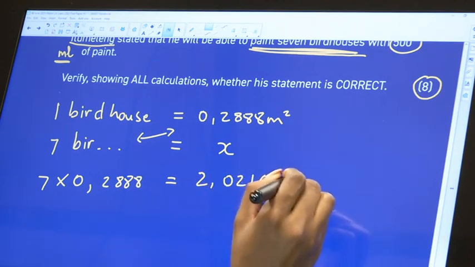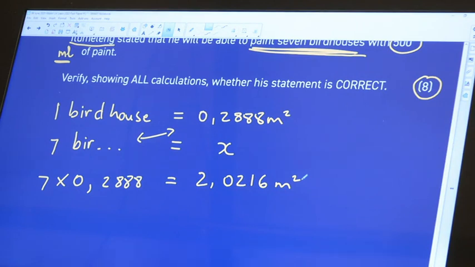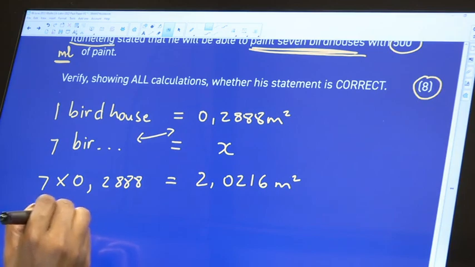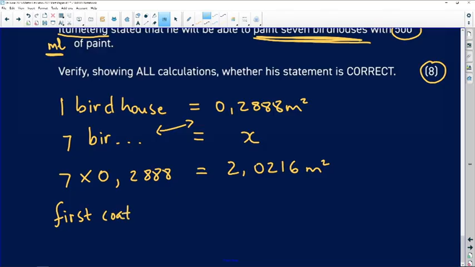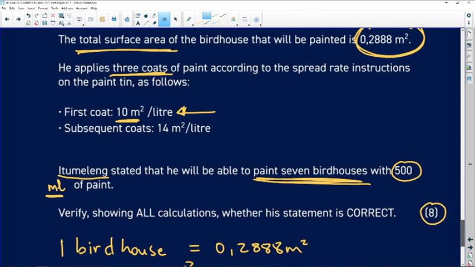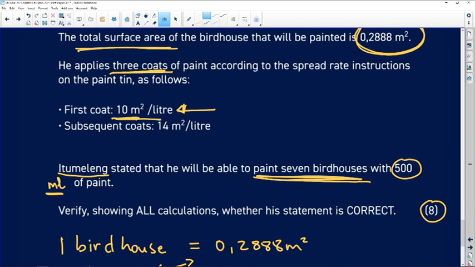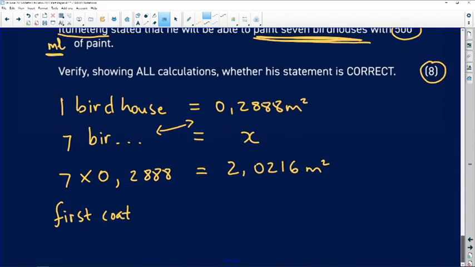0,0216 meters square in total. So we know for the first coat, it's going to be 10 meters square per liter. We want it in liters now. So we know the first coat is for every 1 liter, it's going to paint 10 meters square. That's the first coat, okay?